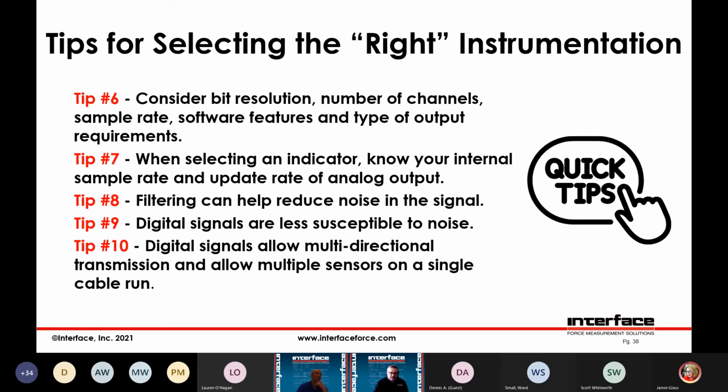Filtering can help reduce the noise in the signal, so many of our instruments offer that. So if that's something that may be of a concern, make sure you pick one with filtering capability. Digital signals are less susceptible to noise and allow for multi-directional transmission. So keep that in mind. If you have those kind of requirements, digital would be the better choice than analog. Next slide.